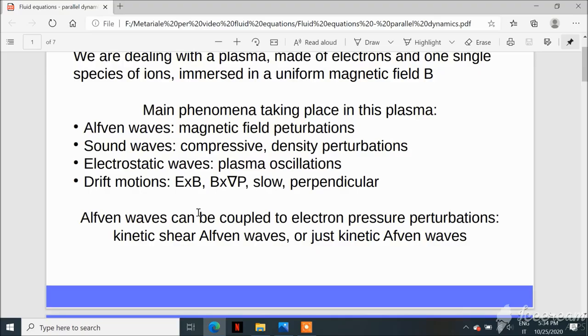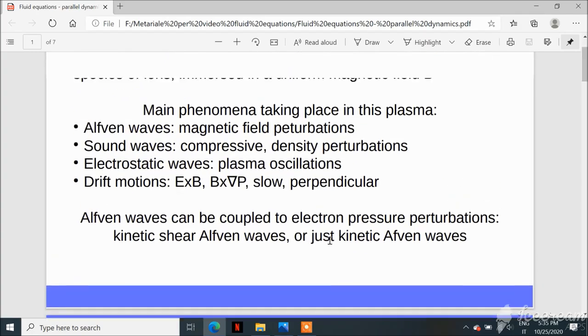Here we also consider the possibility that Alfvén waves are coupled to the electron pressure perturbations. This is not part of the MHD or magnetohydrodynamics framework, which excludes kinetic effects such as the electron pressure. In this case, this can also be included, and when this happens, we talk about kinetic shear Alfvén waves, or just kinetic Alfvén waves, because the shear is intended, is assumed. This is the kind of dynamics which is important. It is also complicated, and it will be explained better later.